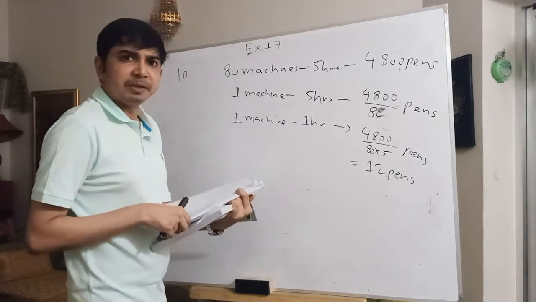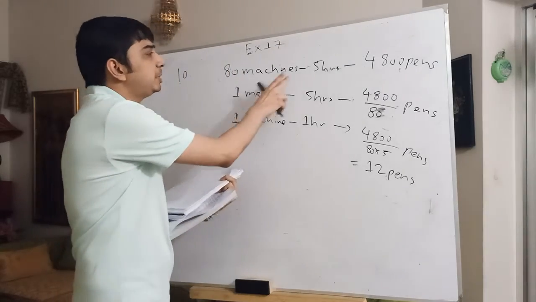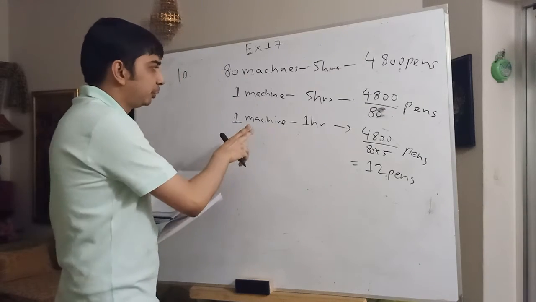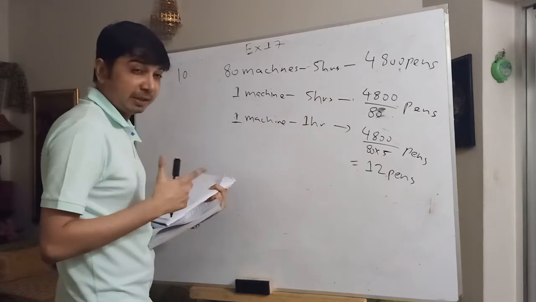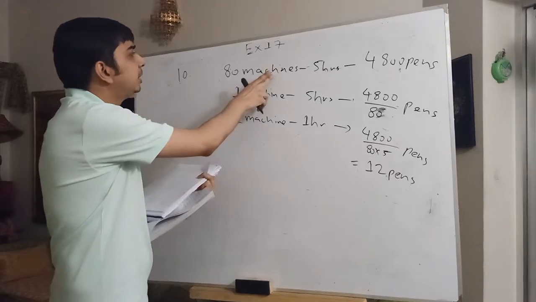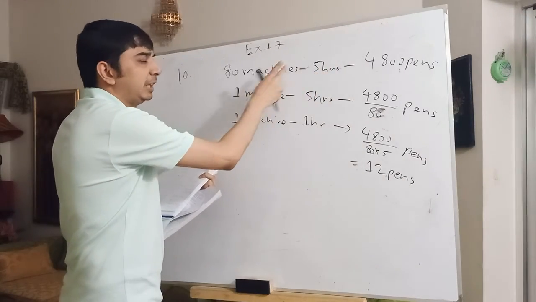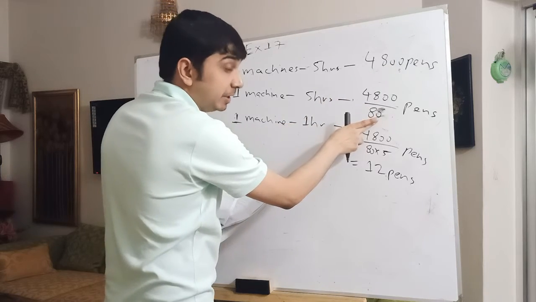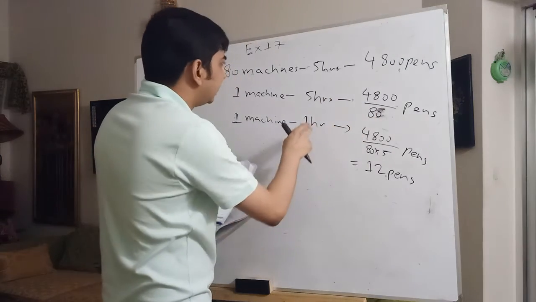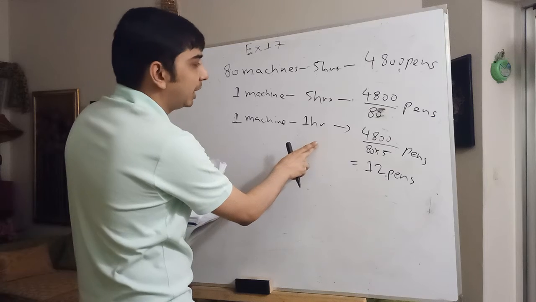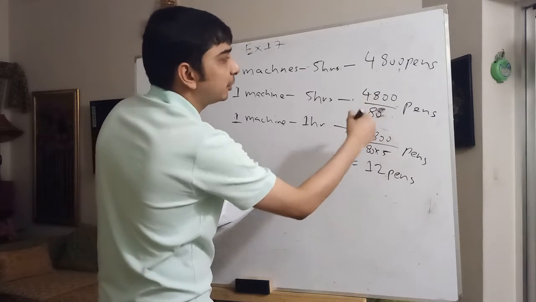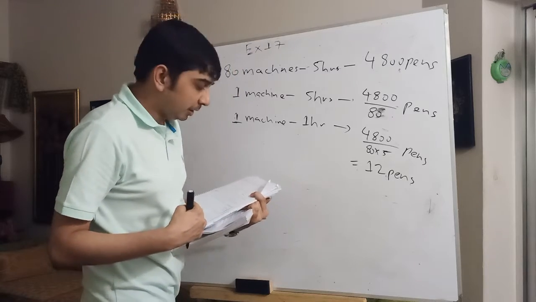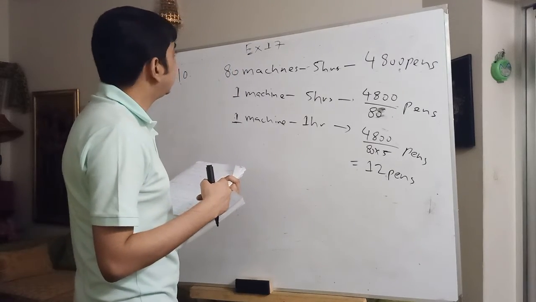So this is part A. Let me go over it again. 80 machines, 5 hours, 4800 pens. You have to find how many pens would be produced by one machine in 1 hour at the same rate. So first, with 80 machines in 5 hours, you find the number of pens produced by one machine in 5 hours. It's going to be 4800 divided by 80. Now instead of 5 hours, if you have 1 hour, then again you divide this quantity by 5 because the number of pens produced is going to decrease. So this is question number 10, part A.